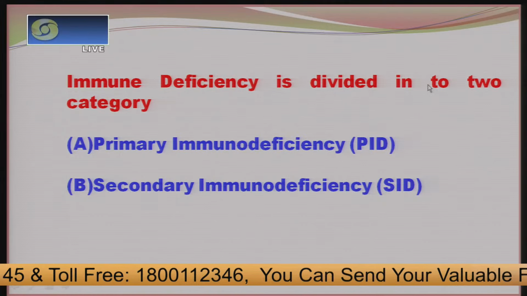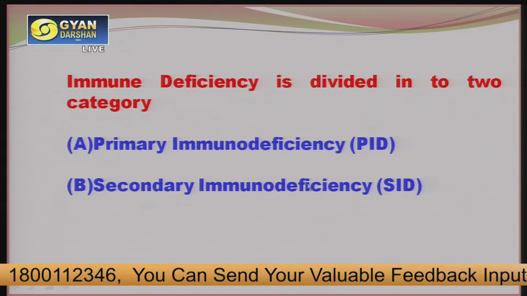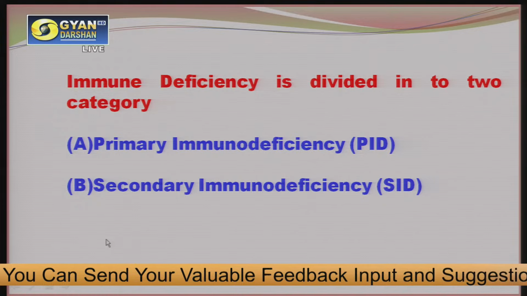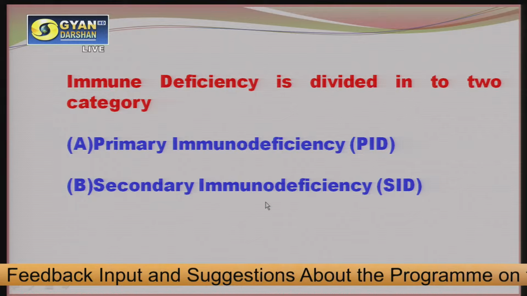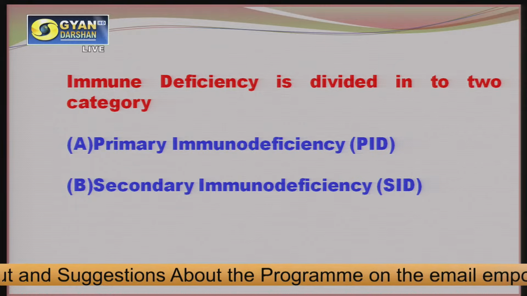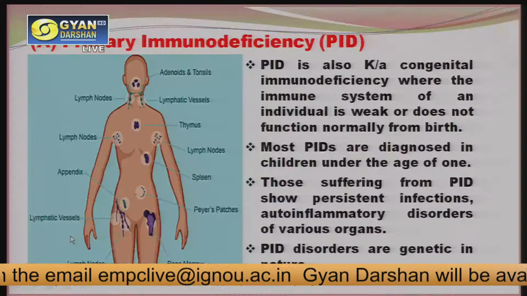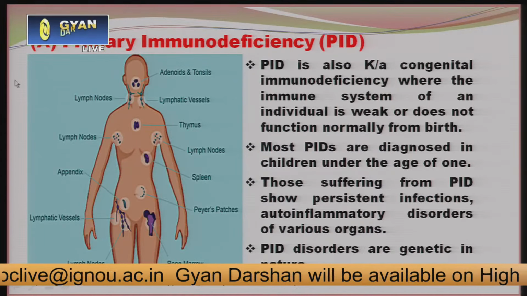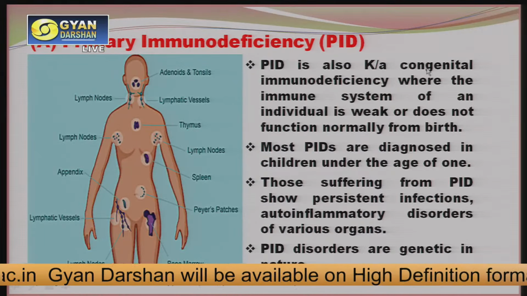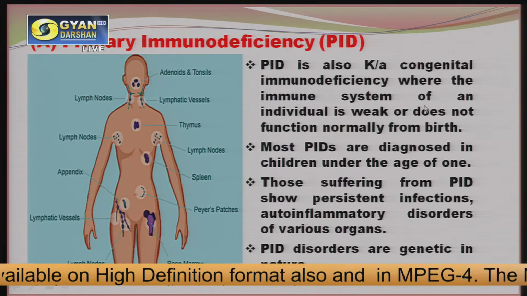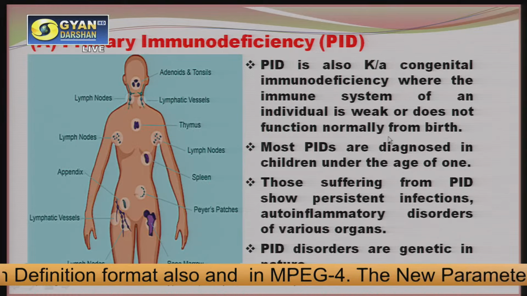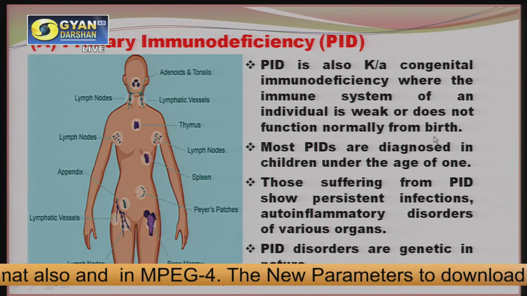Immune deficiency is divided into two categories. The first is primary immunodeficiency, and the second is secondary immunodeficiency. I want to discuss them one by one. Primary immunodeficiency is known as congenital immunodeficiency, where the immune system of an individual is weak or does not function normally from birth.